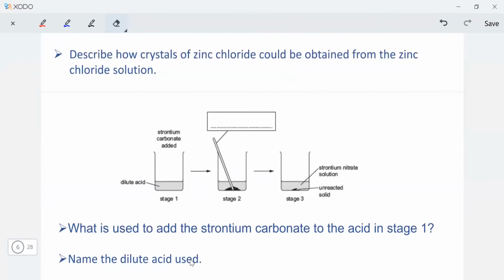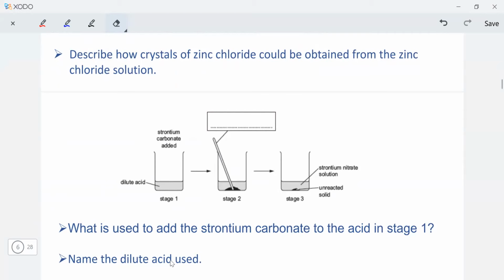Then here we have, what is used to add the strontium carbonate to the acid in stage number 1? Strontium carbonate is a solid. So how can we add a solid to the acid? Using a spatula. So what is used? I'm going to use a spatula.